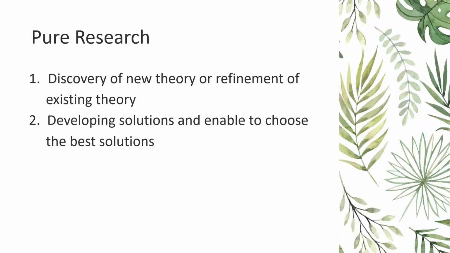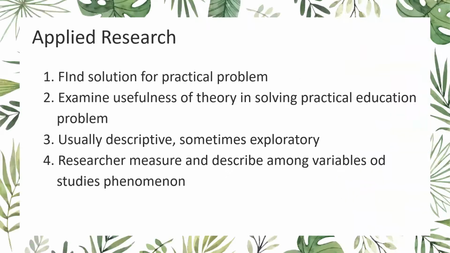And then the second characteristic of pure research is developing solutions and being able to choose the best solution. And for applied research, in this type of research, we find solutions for practical problems. In this case, we examine too the usefulness of theory in solving practical education problems. And the third one, applied research is usually descriptive and sometimes exploratory. In this applied research, as a researcher, we measure and describe relationships among variables and study phenomena.